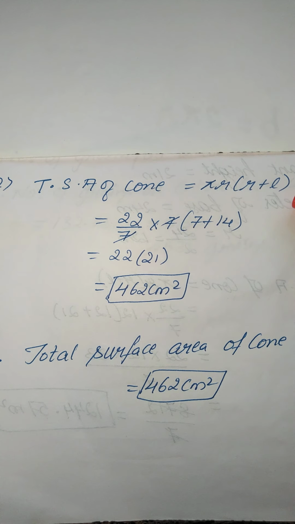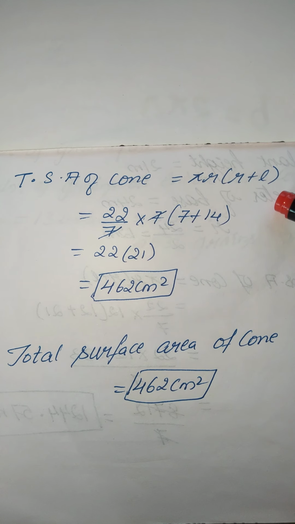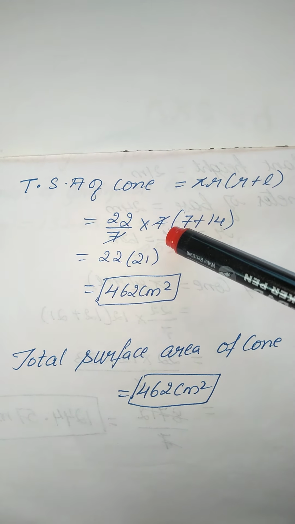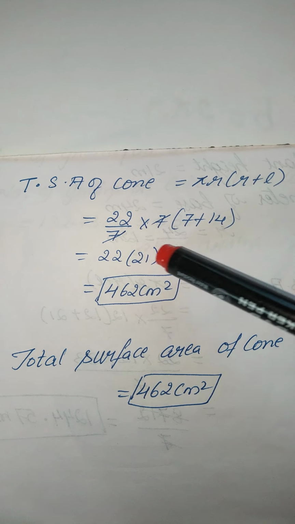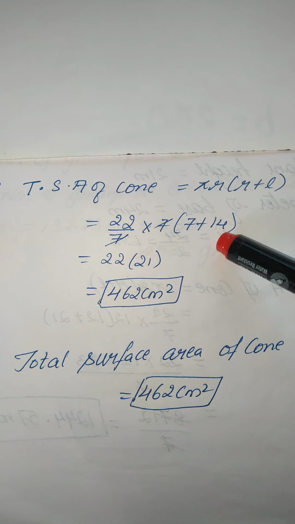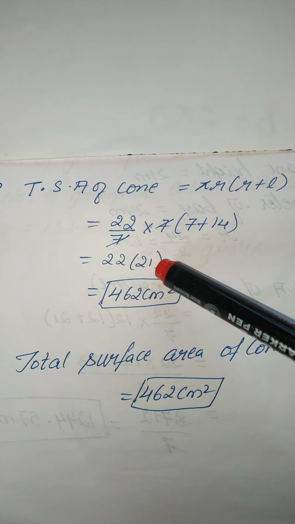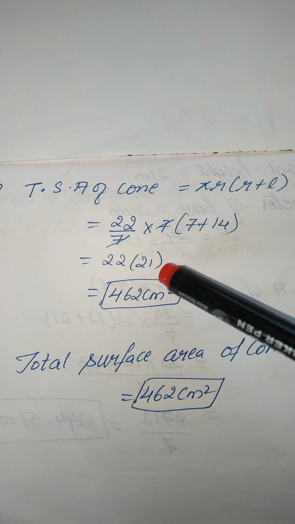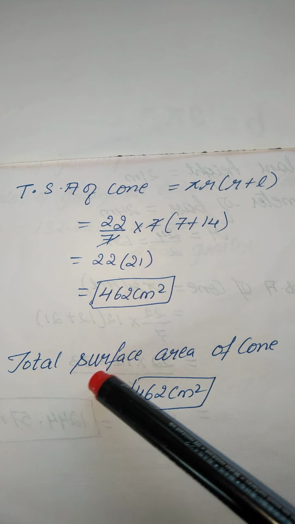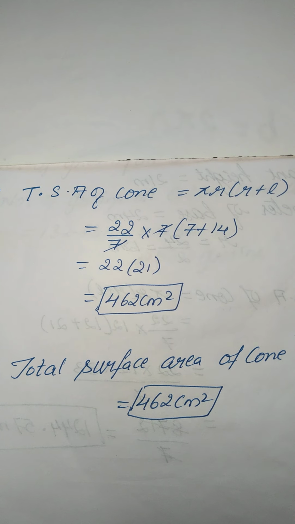So your second question, they have asked to find the TSA. TSA of the cone is pi r into r plus L, which is equal to 22 by 7 into 7 in bracket 7 plus 14. Here you can cancel this 7 and 7, children, but inside the bracket you can't cancel because it is a plus sign. So 22 into 21, because 7 plus 14 is 21. You get 462 centimeters square. Hence the total surface area of the cone is 462 centimeters square.